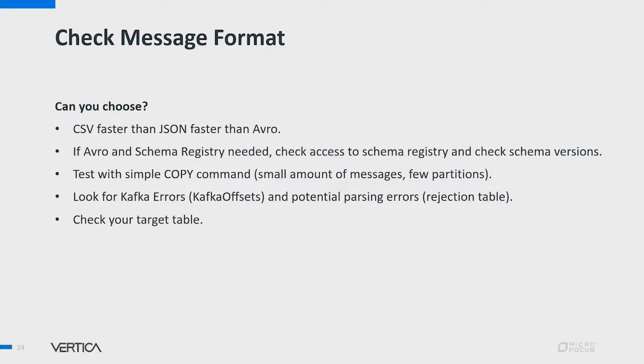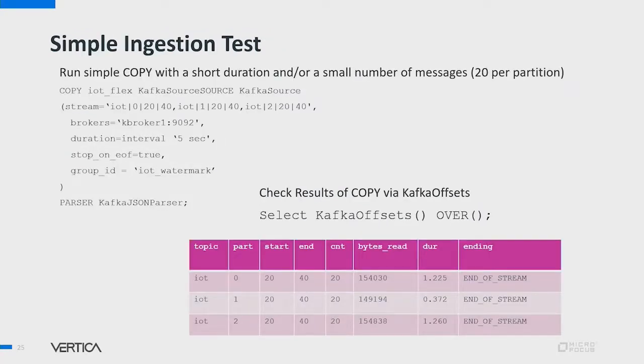We can also do a small data load, a very simple copy command with a very small number of messages. If there are any errors or issues during the copy command, we can check the errors, parsing errors and data from the rejection table. So in this example, we do a simple ingestion test. In this case, we are loading only 20 messages per partition. So it's a simple manual copy.